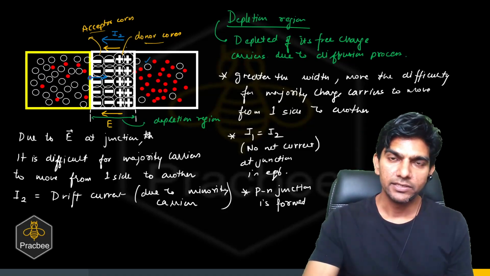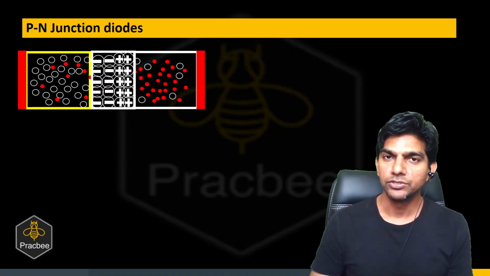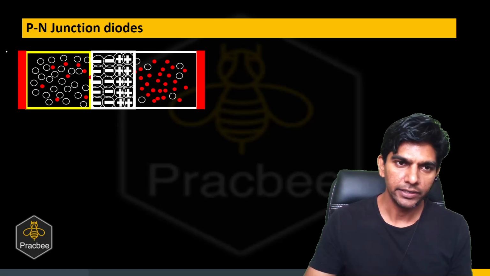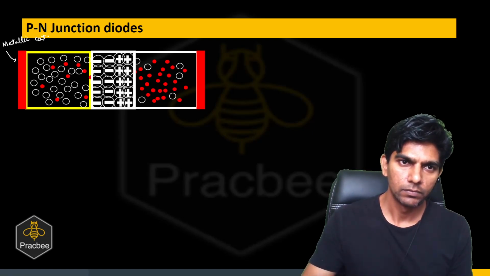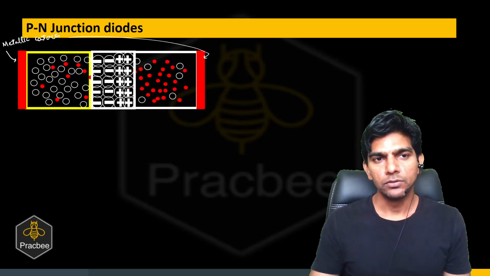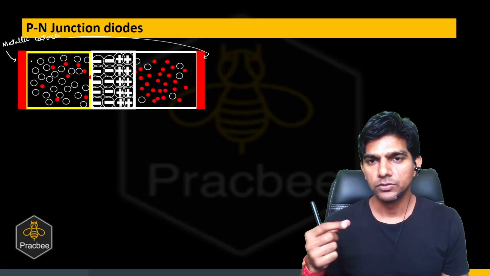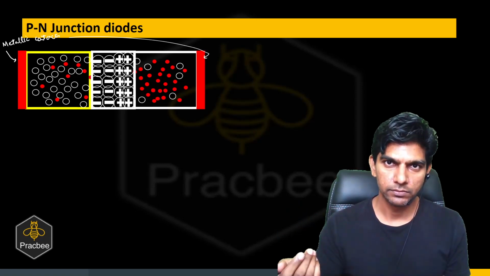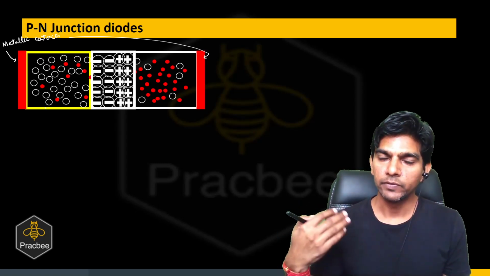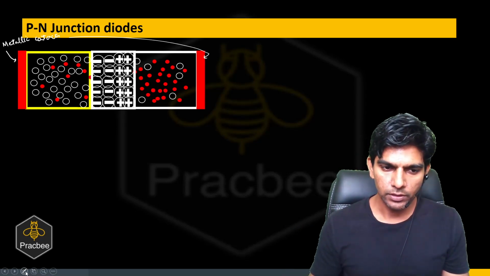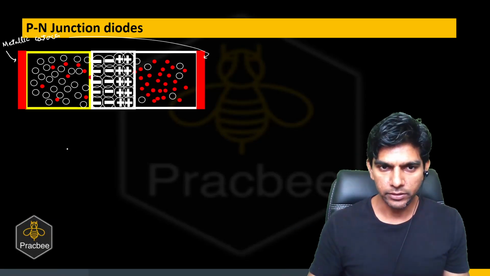Got it? Now let us see what a PN junction diode is. If you provide some metallic contacts at the ends, these are metallic contacts. This is also a metallic contact, right? Why do we provide metallic contacts? So that we can connect this PN junction with an external source or a battery, and with that battery we can alter the electric field at the junction.